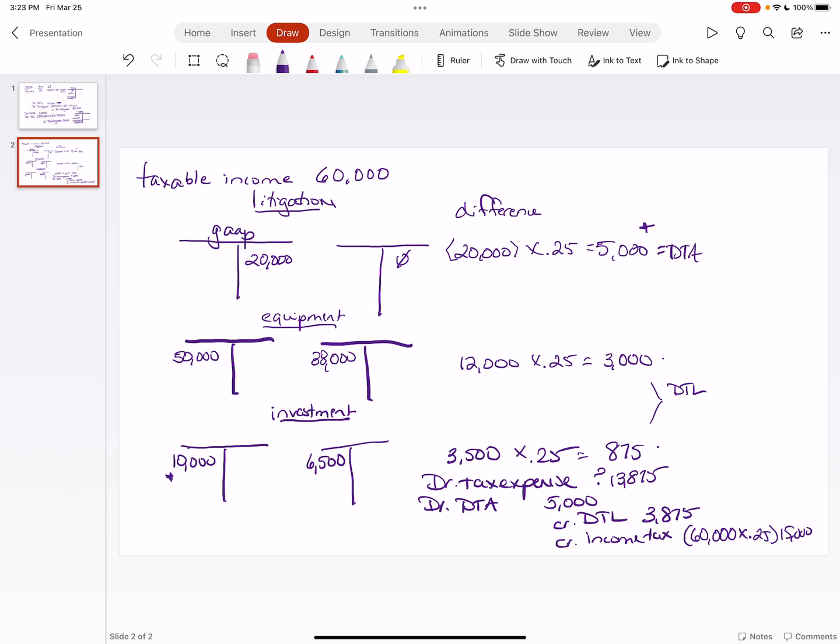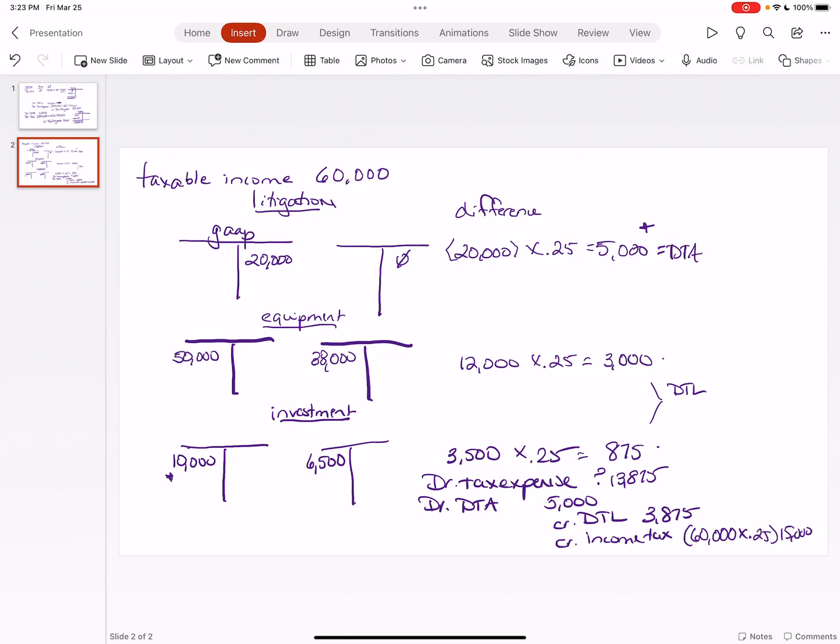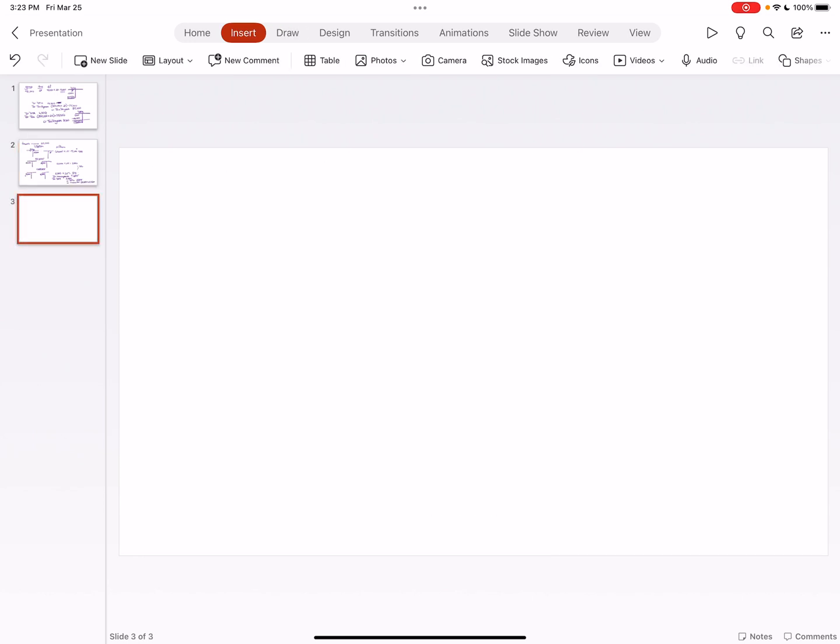So here, I'm trying to go back and read the question. They're giving us enough information in items 1 through 3 to say that all of these pieces will reverse. Let's see here. Yeah, so let's give that a try. So I'm going to insert a new slide so we can do that. So now again, we've got taxable income of $125,000.